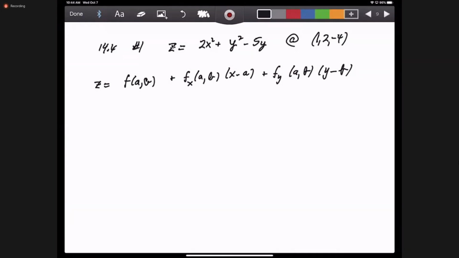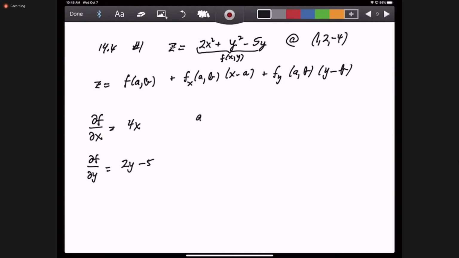All right, and so here we have z equals some function of x and y. That's our function of x and y. So the partial of f with respect to x is going to be 4x, and that's it. The partial of f with respect to y is going to be 2y minus 5.